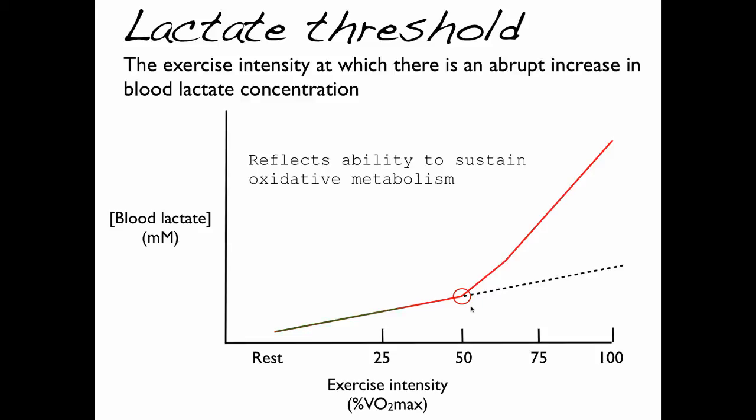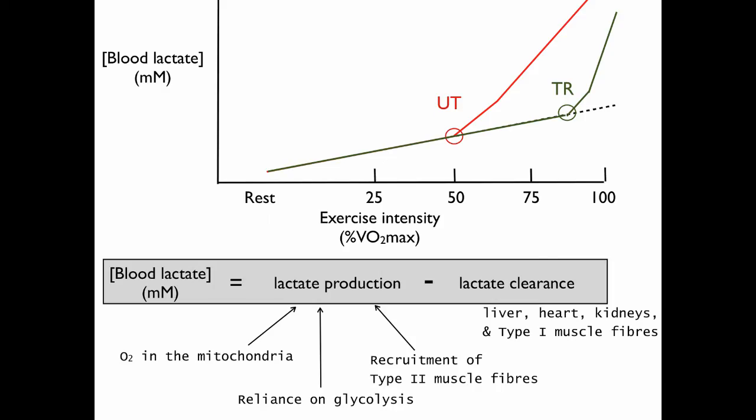As I indicated earlier, this lactate threshold will occur at different intensities for different people. So for example, lactate threshold may occur at 80% of VO2 max for a trained individual, where it may occur around 50% of VO2 max for an untrained individual. And this is going to reflect that a trained person can better use aerobic ATP production to sustain exercise. This video will not cover how oxygen in the mitochondria, reliance on glycolysis, and recruitment of type 2 muscle fibers, as well as clearance, is affected by endurance training. This is a whole other series in itself.